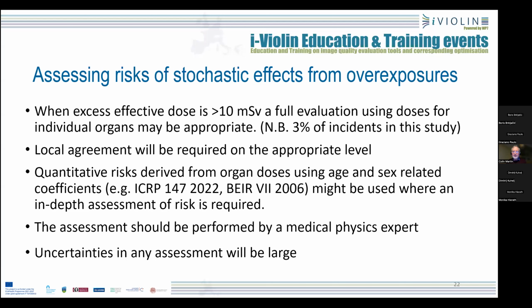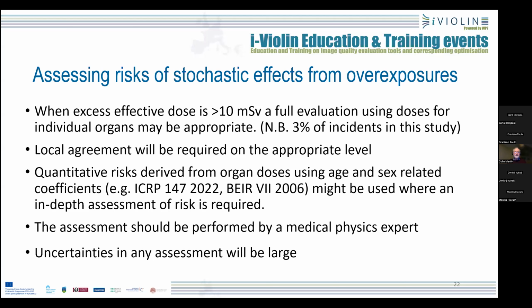They're also given in the report of the BEIR from 2006. The ICRP data is based on either a Euro-American or an Asian population. The BEIR is based on the American population, but we use very slightly different risk factors. So I would recommend for the present time using ICRP 147.